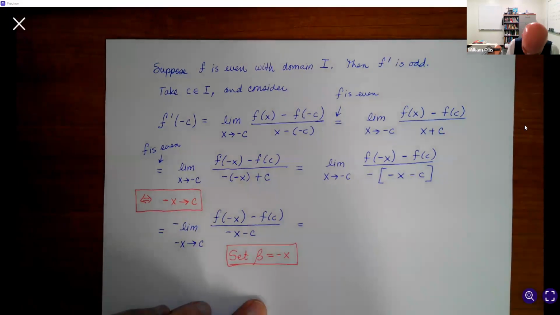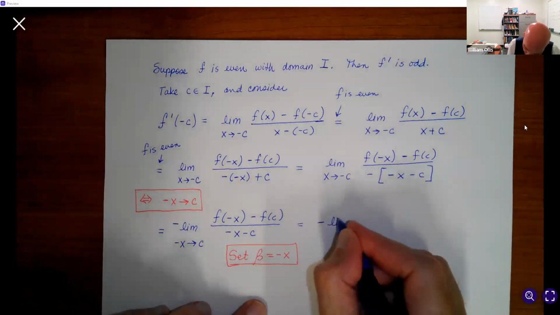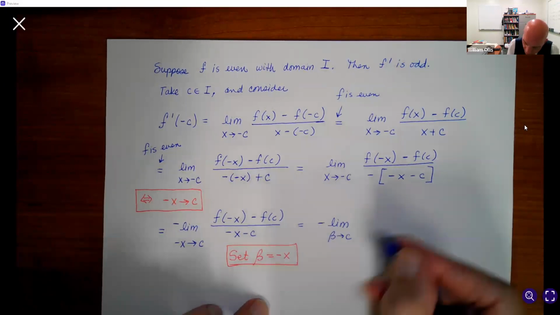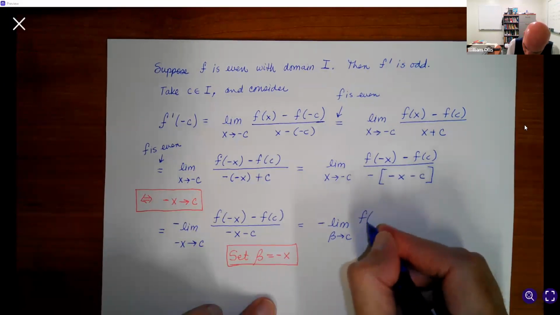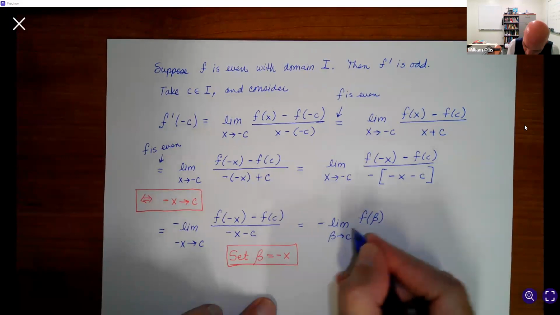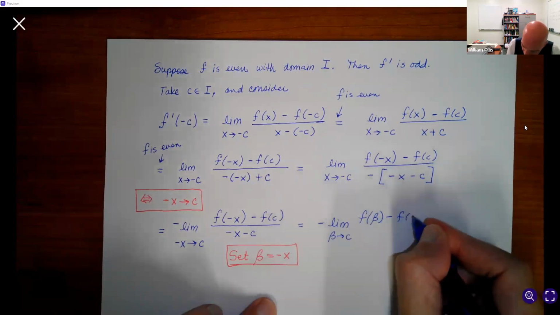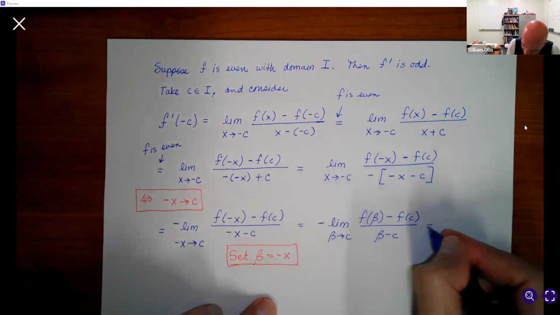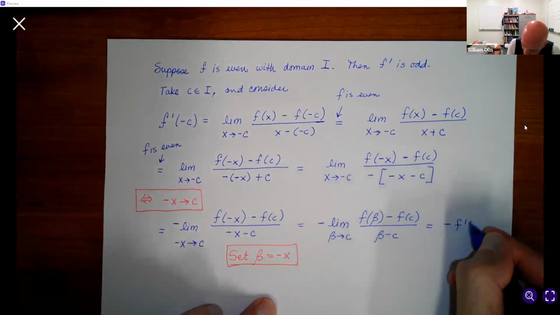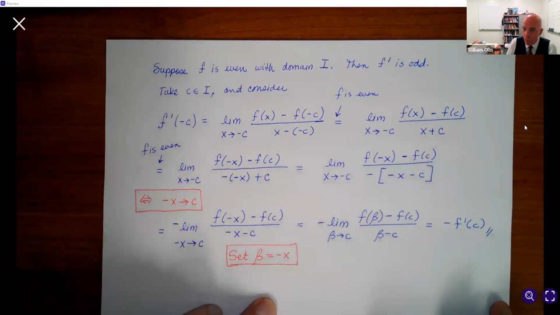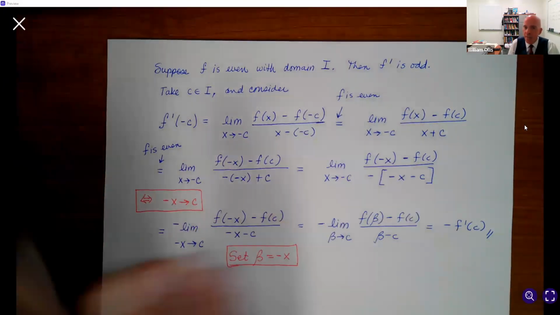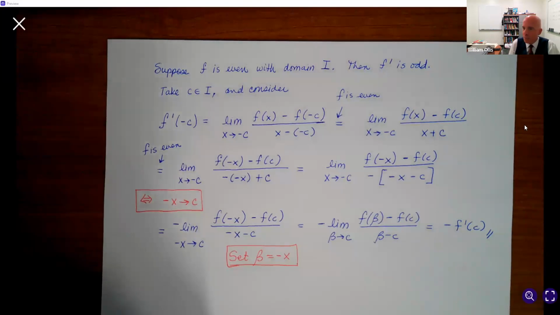So we have the negative limit as beta approaches c. So we're just making it look nice. So we have f of beta, doesn't really matter what we call it, f of c minus beta minus c, which is exactly the negative of f prime of c, which is what we wanted to show. So when you do it this way, the arithmetic of the limit is preserved.